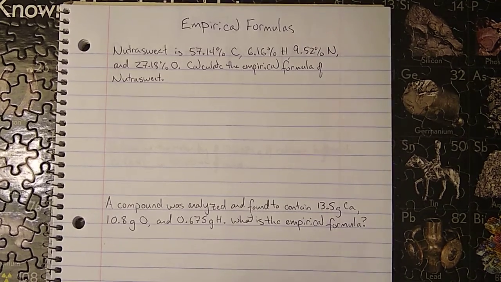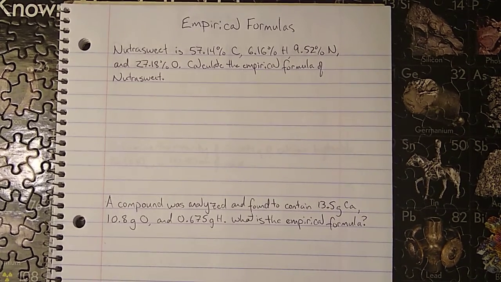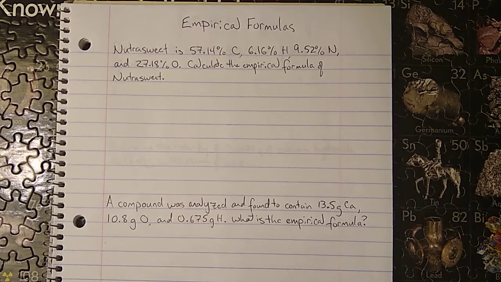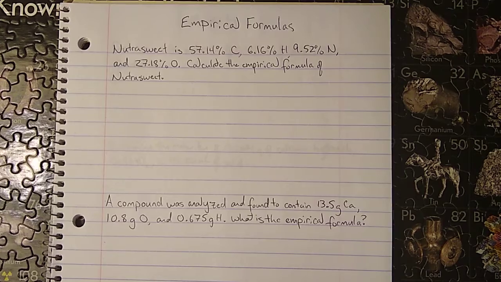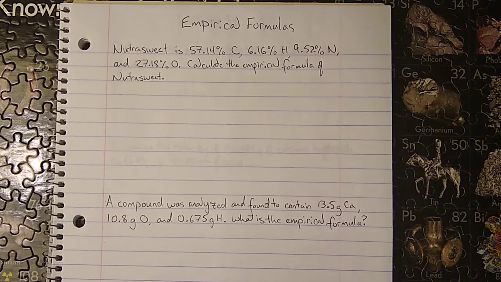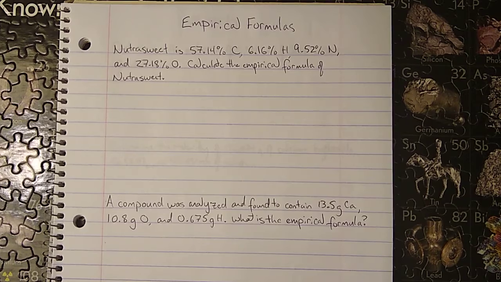Hello, and let's discuss how to find the empirical formula for a compound. First off, an empirical formula is the simplest or most reduced ratio of the elements in a compound. For instance, if we had benzene, C6H6, that could be reduced down to CH.